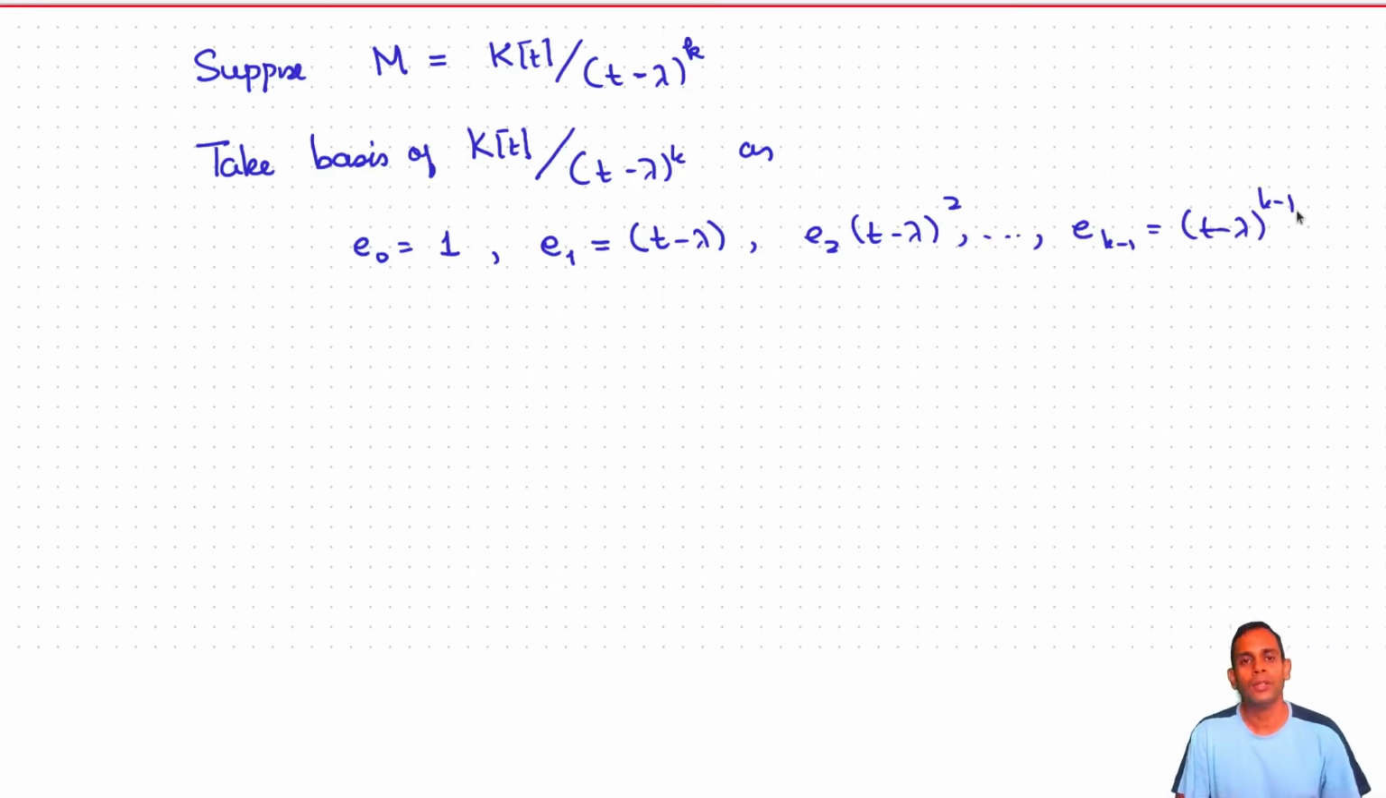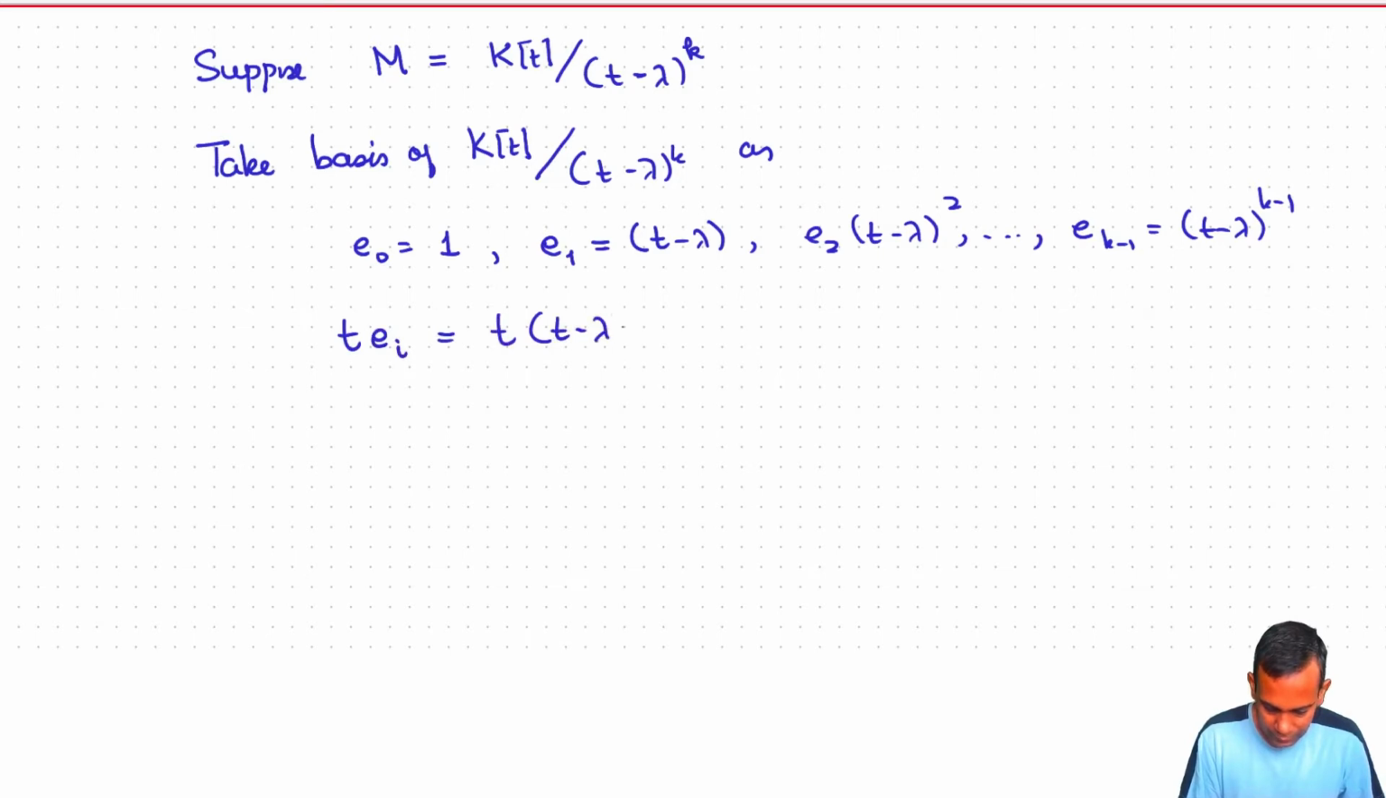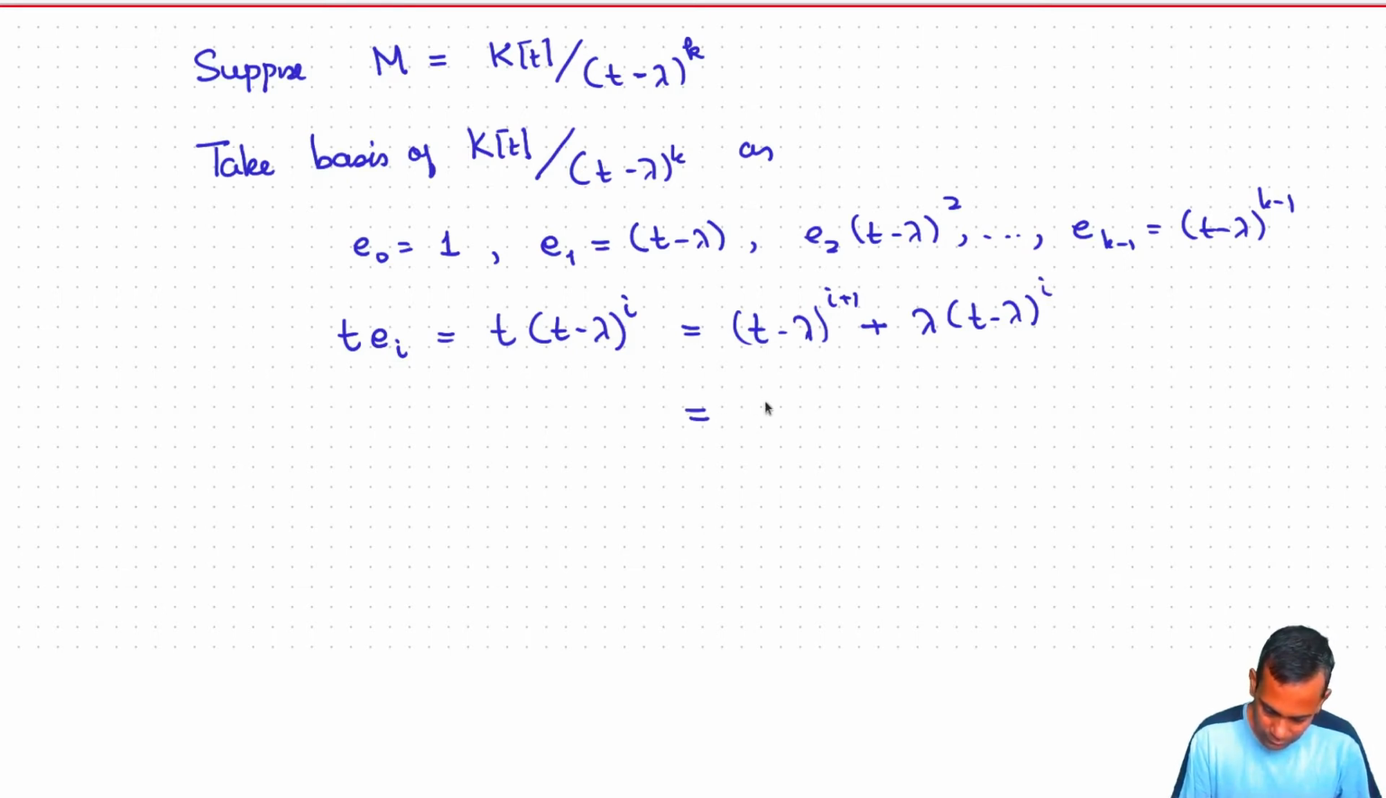And then let's see how multiplication by T acts on this. So T e_i is T times (T minus lambda)^i, which I can write as (T minus lambda)^(i+1). So that's T minus lambda times (T minus lambda)^i, and to compensate for that, I must add plus lambda (T minus lambda)^i. So that is just e_{i+1} plus lambda e_i.